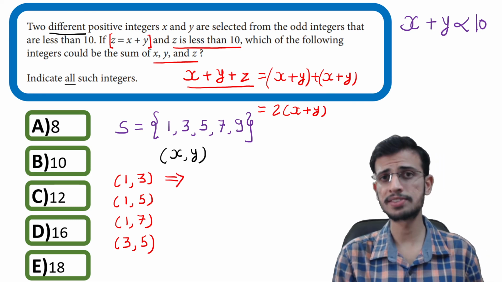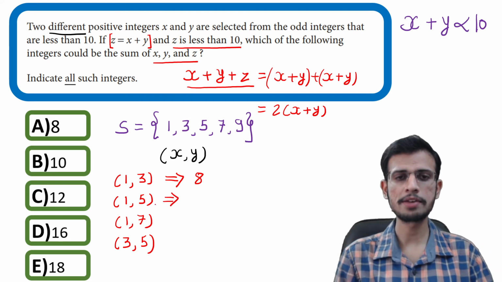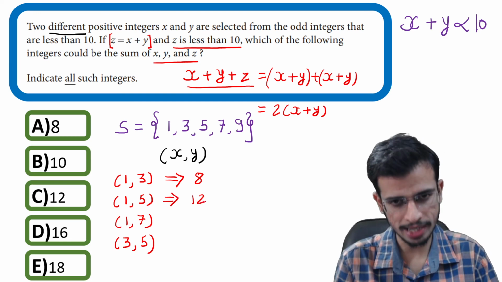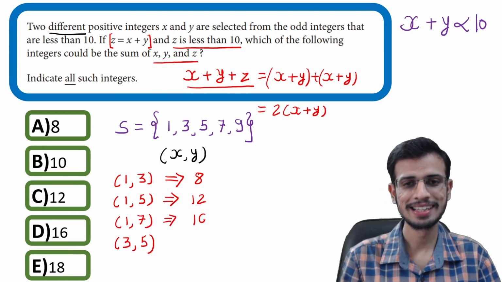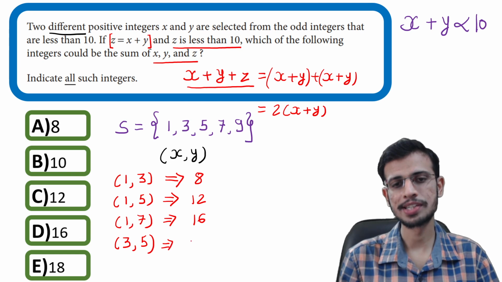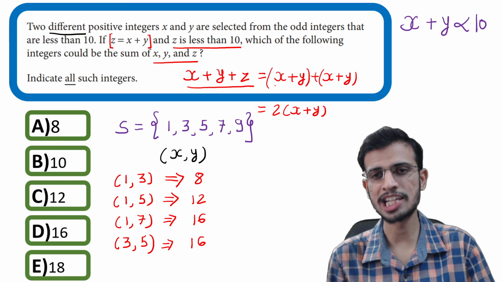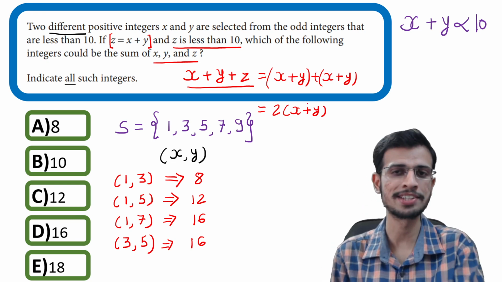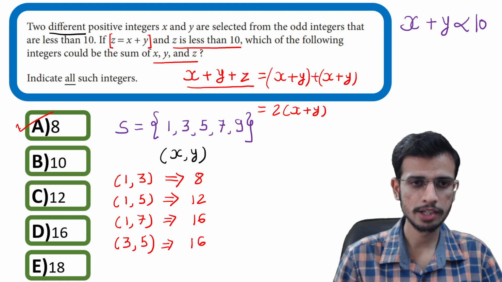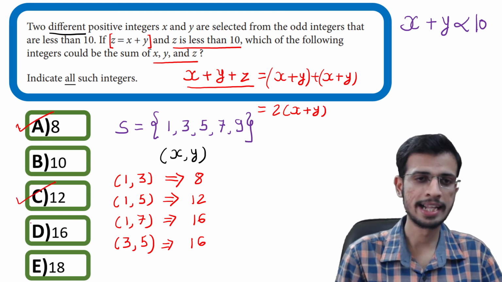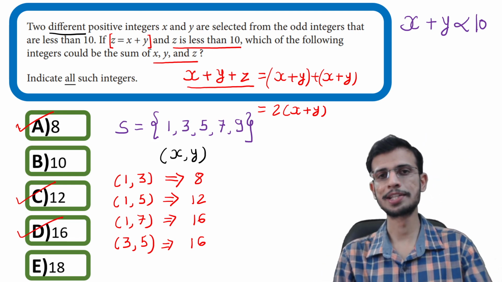For this case, 1 plus 3, 4, into 2, 8. 1 plus 5, 6, into 2, 12. 1 plus 7, 8, into 2, 16. 5 plus 3, 8, into 2, 16. You have to find all the possible values of x plus y plus z, that is x plus y plus x plus y, that is 2 times of x and y. So 8 is our possible answer, 12 is also possible, and 16 is also possible. So options A, C and D are correct answers for this question.